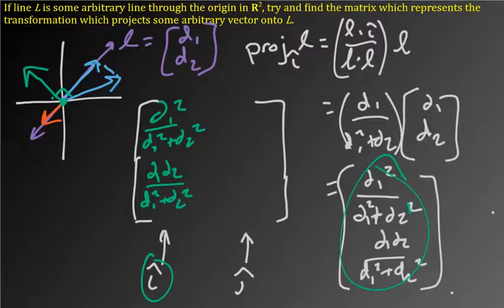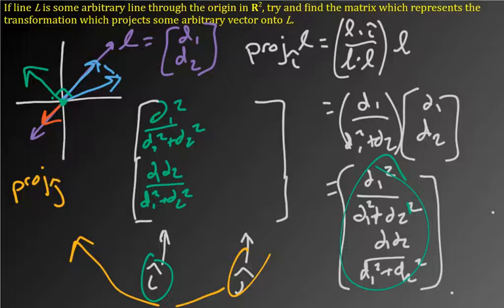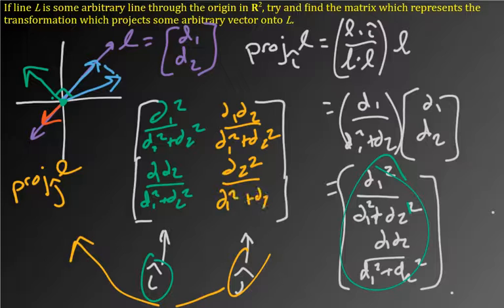And then for this one, this is basically just the projection of j hat onto L. And it's the same computation, so I'm not going to go through it, but you would get d1, d2 over d1 squared plus d2 squared. And then you would get d2 squared over d1 squared plus d2 squared. And that's it.